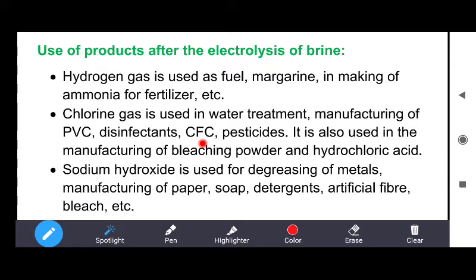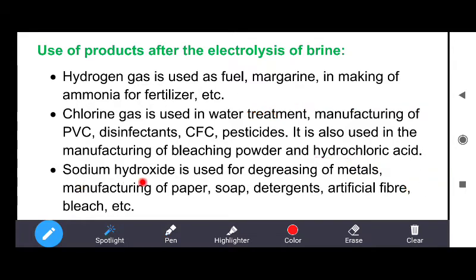Chlorine gas is also used in pesticides. It is also used in the manufacturing of bleaching powder and hydrochloric acid. Bleaching powder has chemical formula CaOCl2, and hydrochloric acid, you know that, HCl.